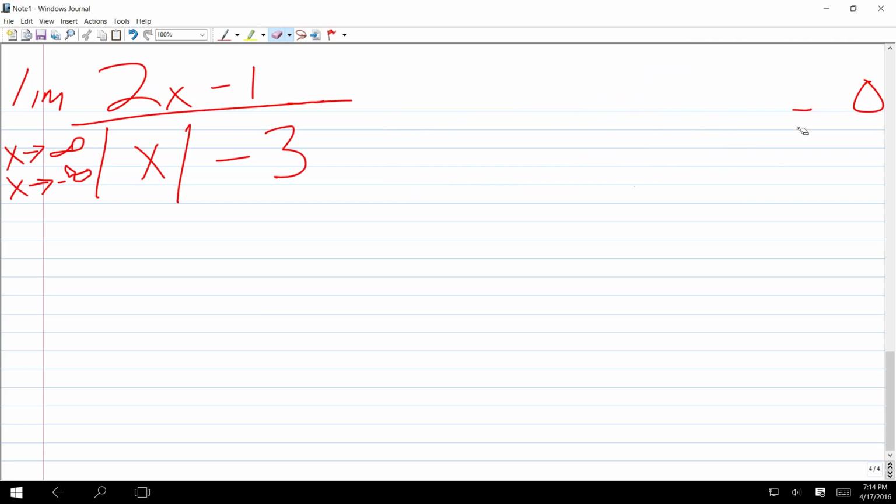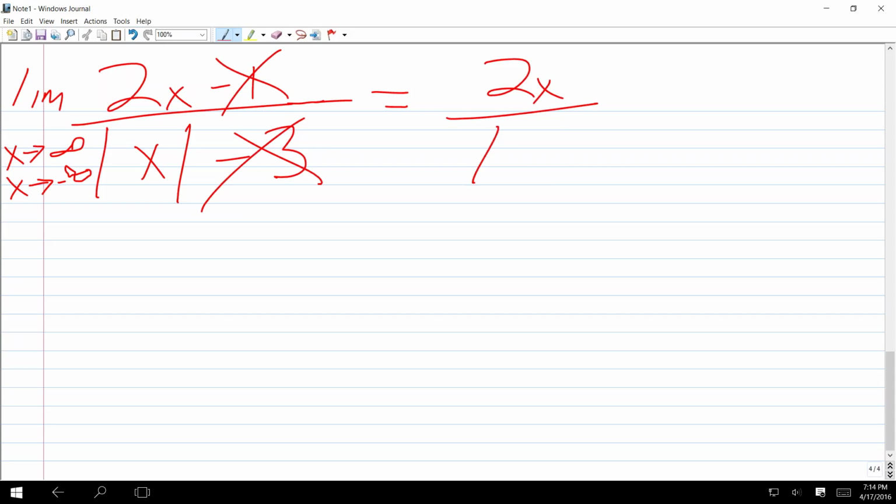Because the degree in the numerator and the denominator happens to be the same. That's 2x, and that's x sometimes. It's either x or minus x. So the very first thing we can see is that these numbers have no bearing on the answer. In other words, we're analyzing 2x over the absolute value of x.